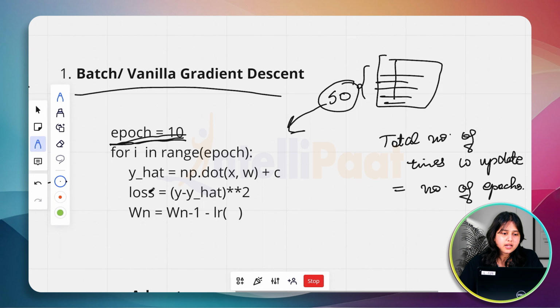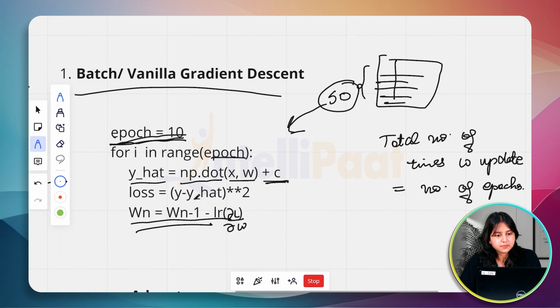So over here, 10 times our weight will be updated. Here we have delta of loss upon delta of W, right? So this is what our pseudocode will look like. For i in range, which is 10 epochs, we calculate our y hat, which is a predicted value, using np.dot. np is nothing but numpy. We use the dot operation to multiply our input data and our weight, and then we add our bias, right?